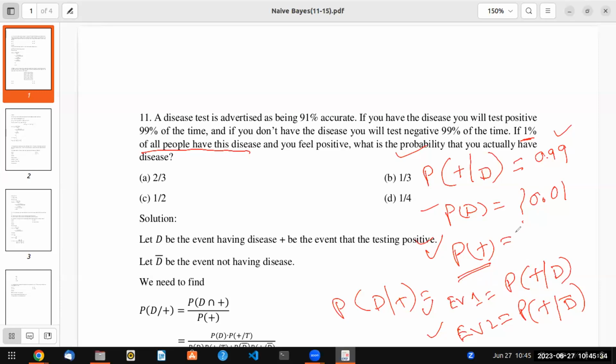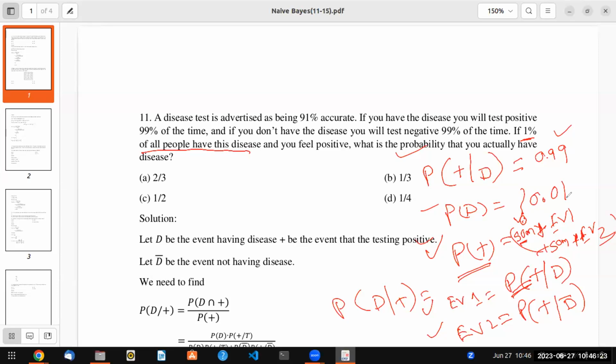Here is what we are going to do: something into event 1 plus something into event 2. Recollect the factory problem. This is what we are doing to calculate the total probability. There it was 0.5 because we are choosing one of the factories. For event 1, you need to multiply by the probability that you have the disease.